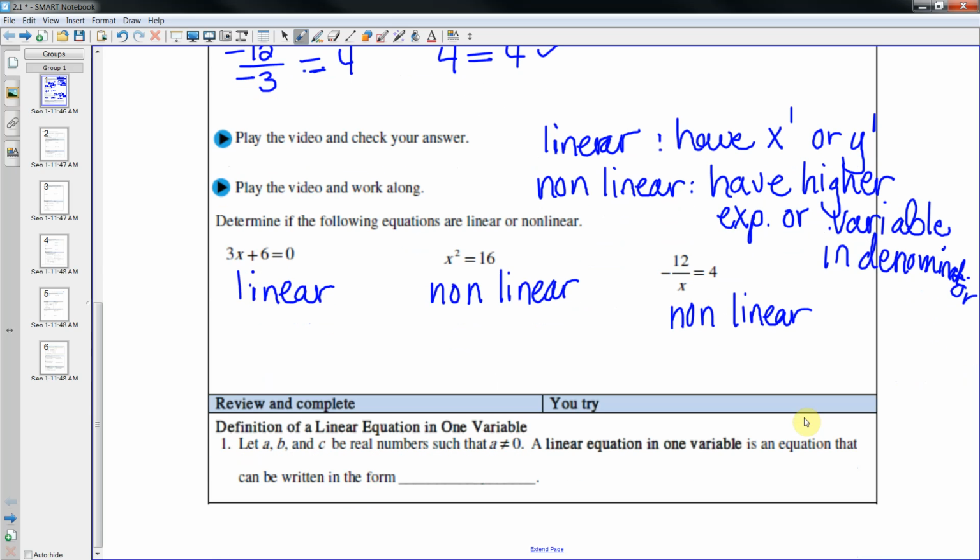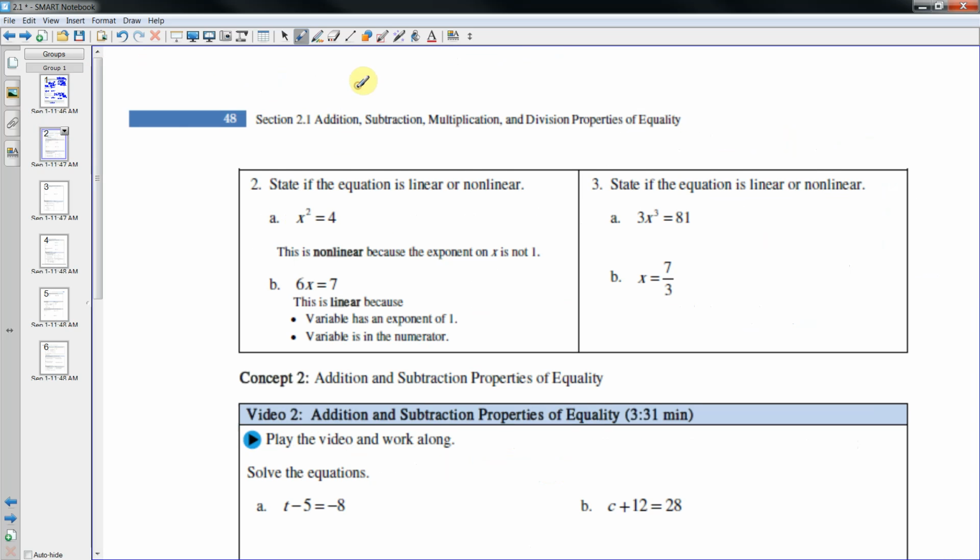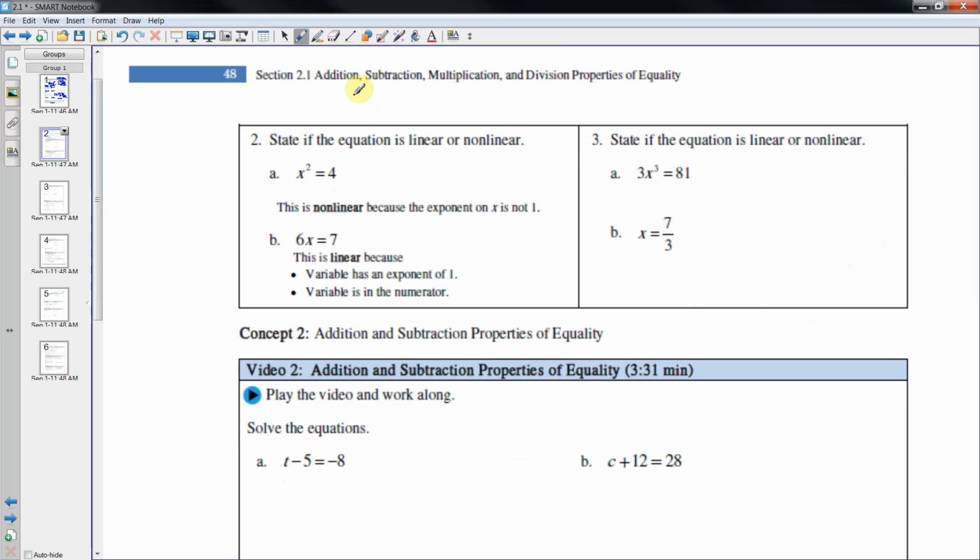So a linear equation in one variable is an equation that can be written in the form ax plus b equals c. That would be the general form of a linear equation. You have a variable with maybe some numbers along with it. Alright, so if we are going to look at these and state whether they're linear or nonlinear, again, if I have a 3x cubed, that's going to be nonlinear. If I have x equals 7 over 3, now on this one, the x is not in the denominator. This could be linear. It's got a fraction, but that's okay, as long as the x is not in the denominator of the fraction.